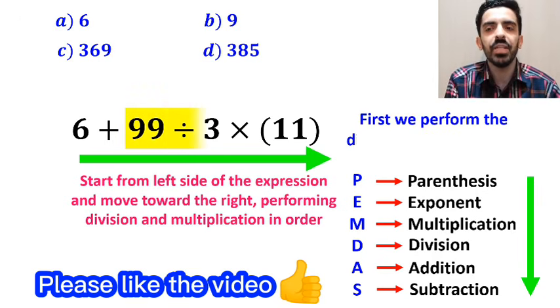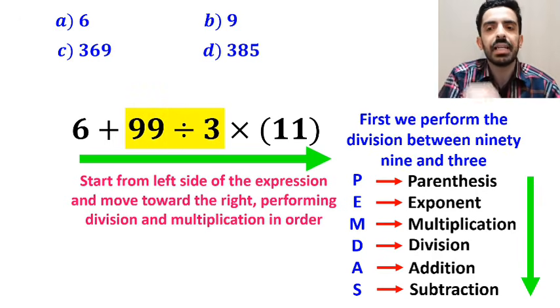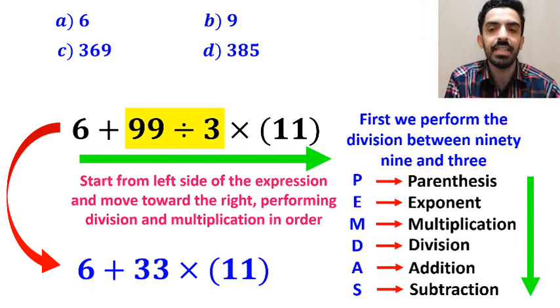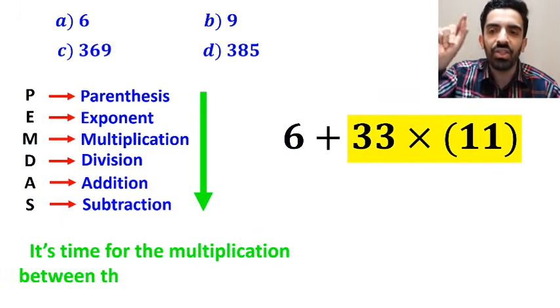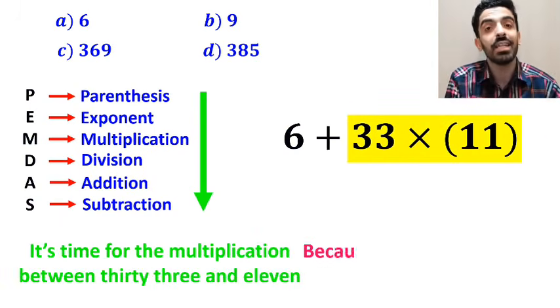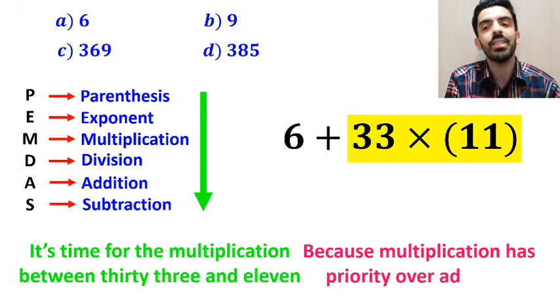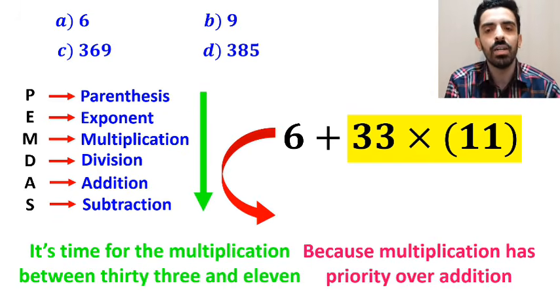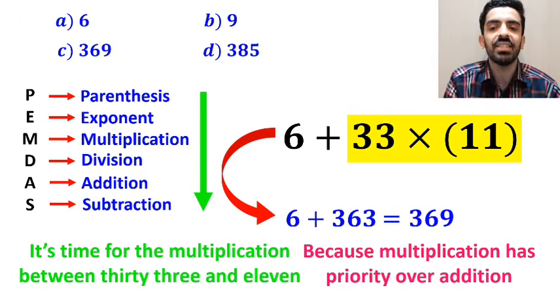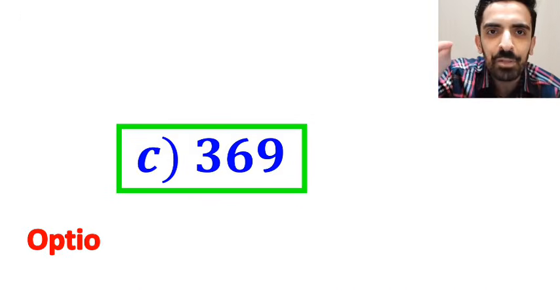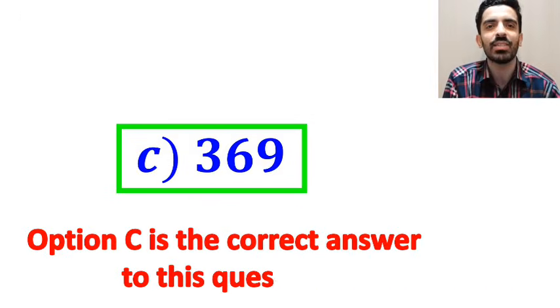So, first we perform the division between 99 and 3, which simplifies this expression to 6 plus 33 times 11. And the final step, it's time for the multiplication between 33 and 11, because multiplication has priority over addition. So, instead of this expression, we can write 6 plus 363, which ultimately gives us the answer 369. That's great. Option C is the correct answer to this question.